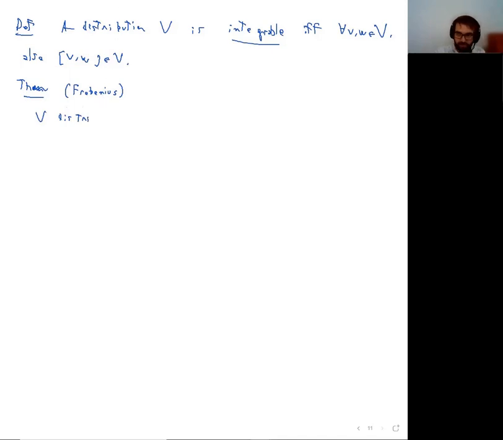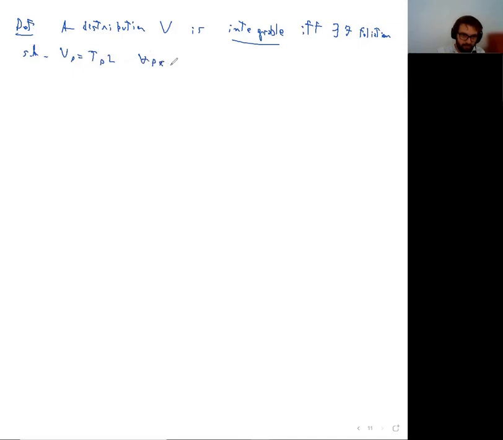Oh, sorry, my bad. I mixed two definitions. So a distribution is integrable when there exists a foliation. So by definition, there exists a foliation F such that V_p is T_pL for every p in M. So this is the definition of integrable. So we know that if you have a foliation, then you have a distribution. But if I have a distribution, do I have a foliation? If it's true, then we say the distribution is integrable.